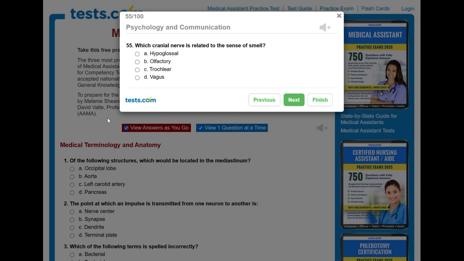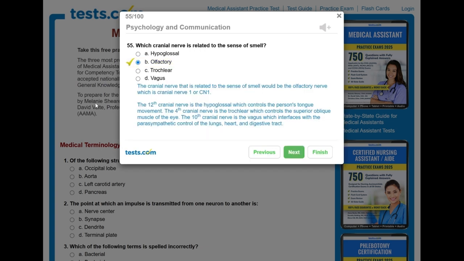Question 55. Which cranial nerve is related to the sense of smell? A. Hypoglossal, B. Olfactory, C. Trochlear, D. Vagus. B. Olfactory.